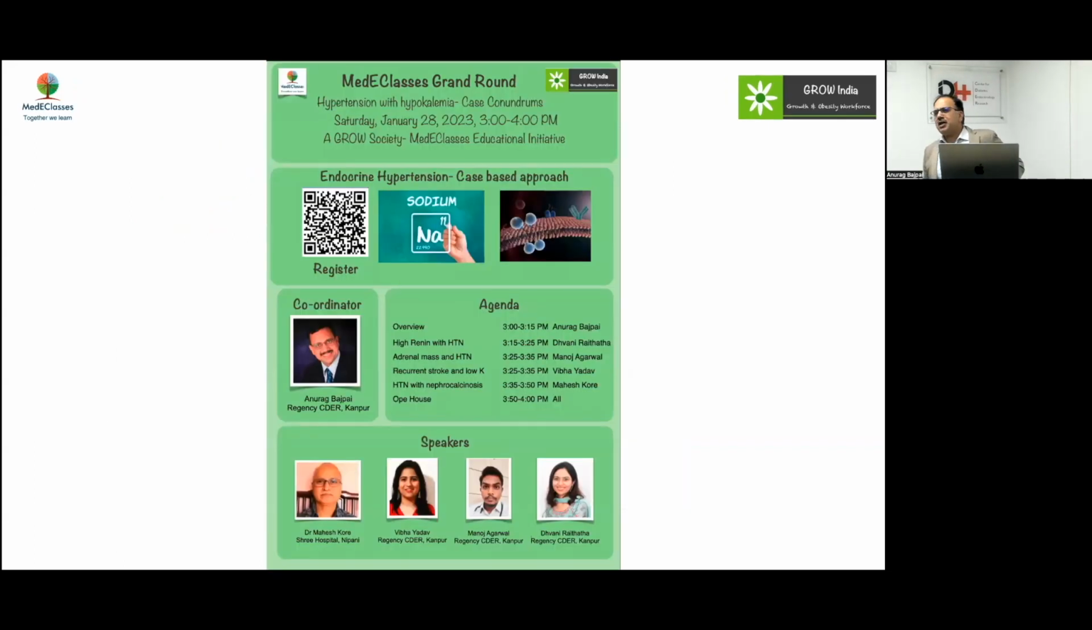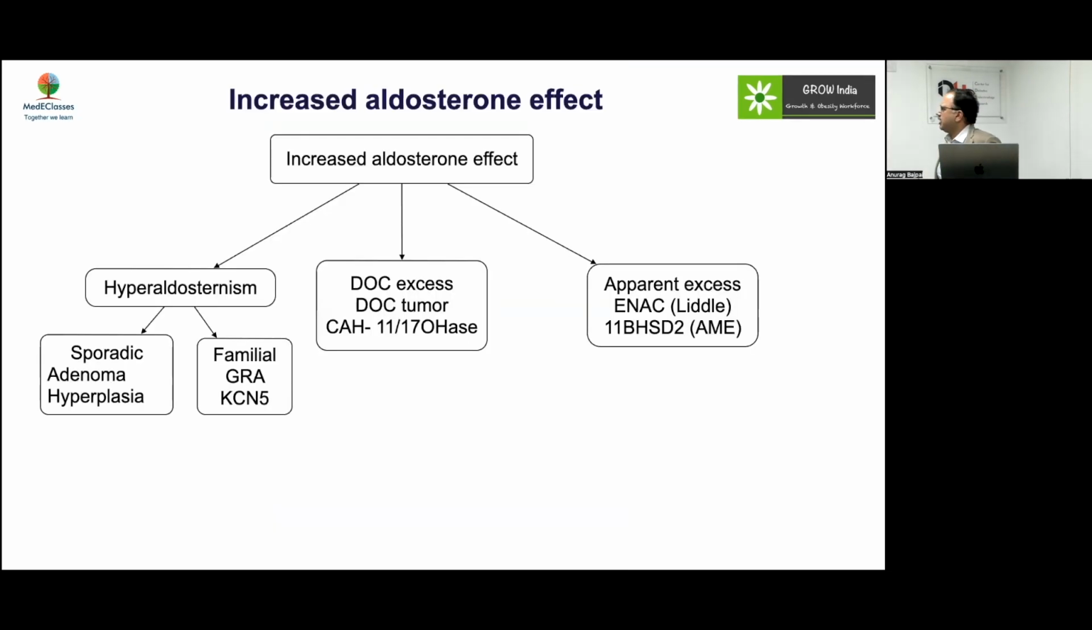So what we'll do today is to focus on 4 cases after we have the basic understanding of the approach, so that it becomes easier. So we'll talk about a case of high renin, then adrenal mass, recurrent stroke, and hypertension with nephrocalcinosis. These are 4 very interesting cases. If we get time, we'll talk a bit about 11 hydroxylase and 17 hydroxylase deficiency also as case vignettes.